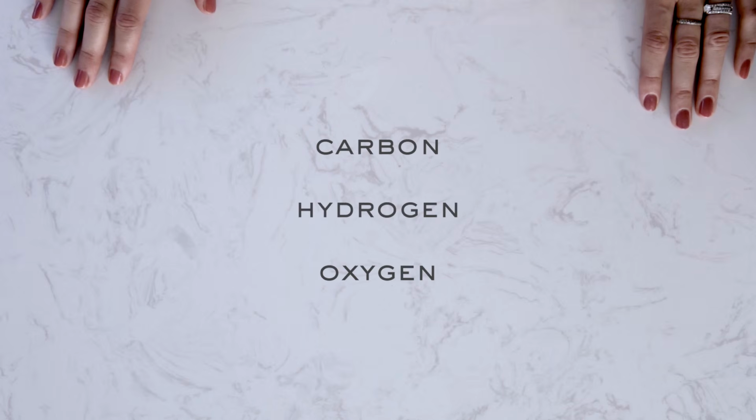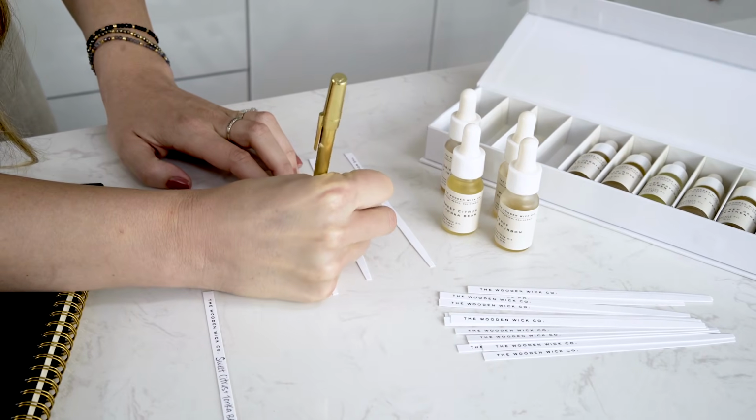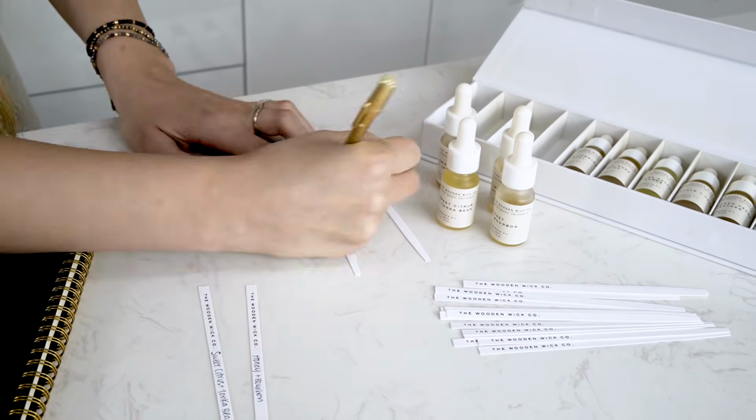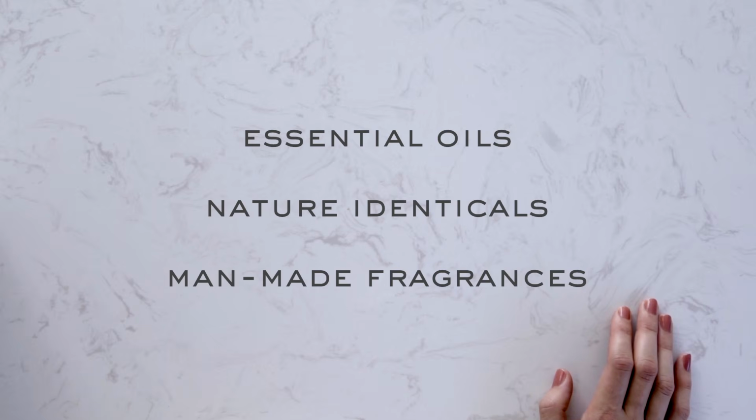Each fragrance ingredient is made up of the same 3 basic elements: carbon, hydrogen, and oxygen, each arranged in different ways. Knowing this, scientists have been able to easily replicate natural fragrance essential oils, creating what they call nature-identical compounds. This gives master perfumers more raw materials to work with when crafting their fragrances. It also allows costs and turnaround times to remain as low as possible. The 3 types of fragrance ingredients are essential oils, nature-identicals, and man-made fragrances.